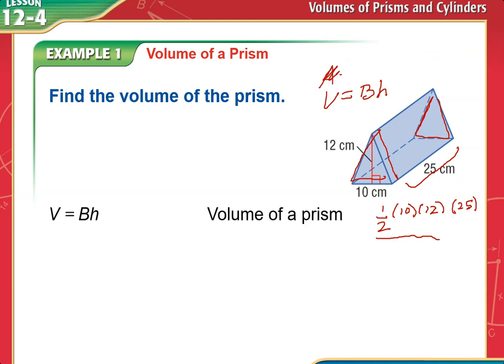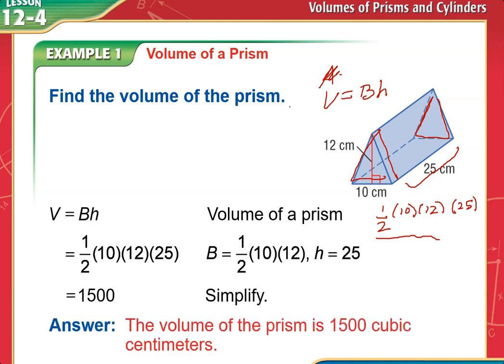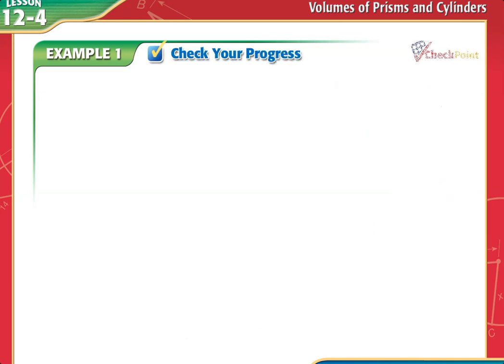So let's see what they got. So we have 1/2 times 10 times 12, and then times a height of 25. So we end up with a value of 1,500. And since everything was in centimeters, we have 1,500 cubic centimeters. Okay, let's look at the volume of the next prism. And even though this one's a check your progress, we will do it together.